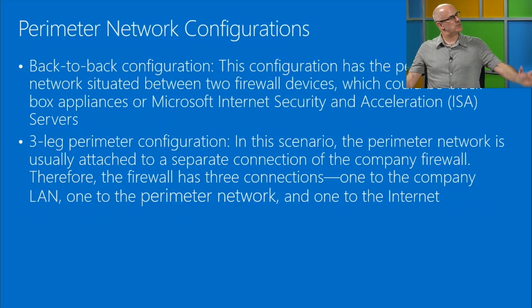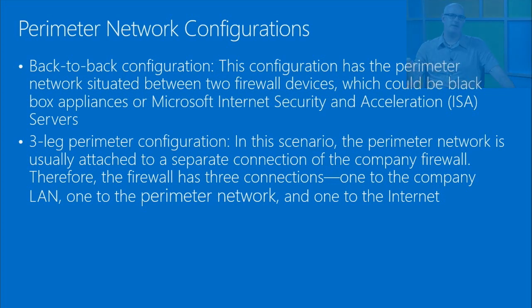Perimeter network configurations, we talked about this a little bit earlier. So we have back-to-back configuration and three-legged perimeter configuration. Back-to-back is basically a firewall on the internet, a firewall on the private network, and then the perimeter network in between. A three-legged perimeter configuration is usually attached to a separate connection to the company firewall. The company firewall attaches to the private network, the internet, and the perimeter network.